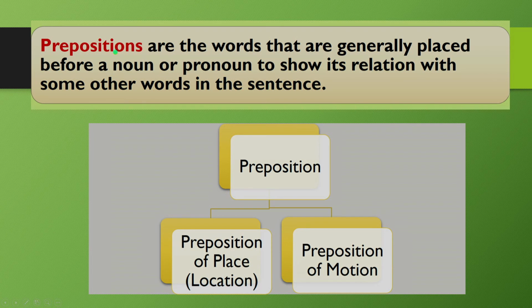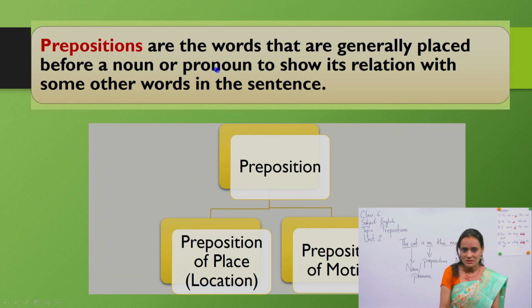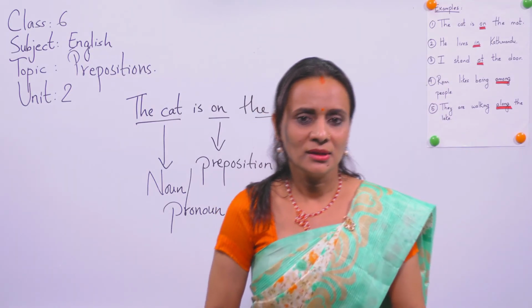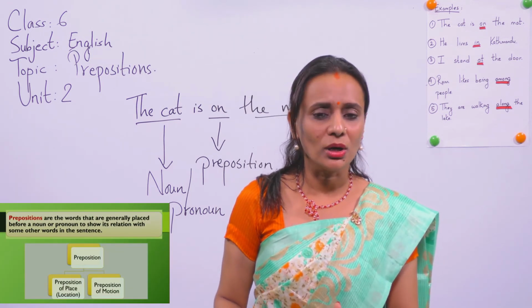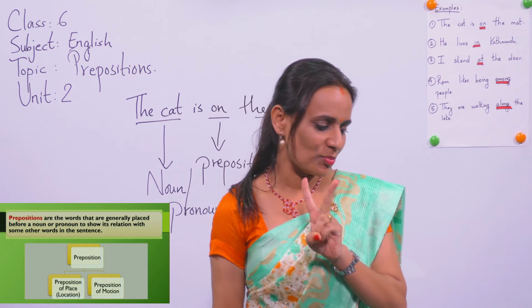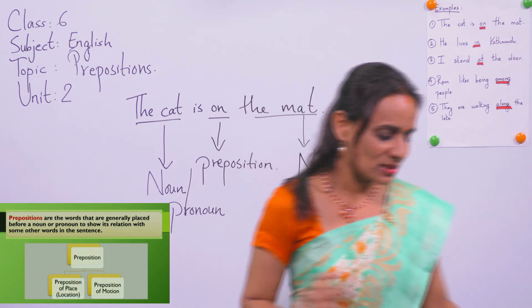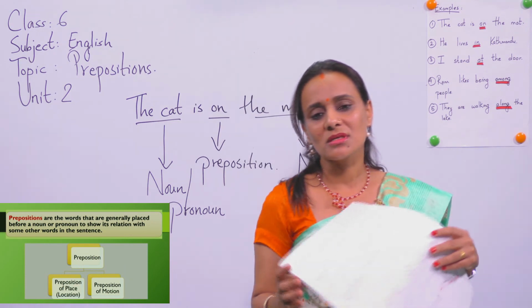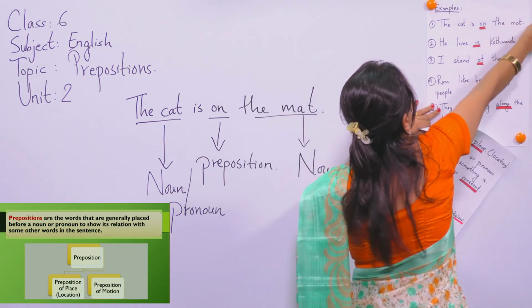Prepositions. Okay, it's highlighted with the red color. Prepositions are the words that are generally placed before a noun or a pronoun, as already described, to show its relation with some other words in the sentences. We have so many types of prepositions, but here, as prescribed in your book, we are going to do only 2 types of prepositions: the prepositions of place and prepositions of location.